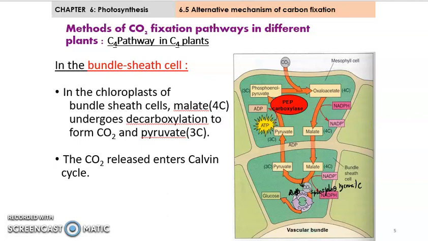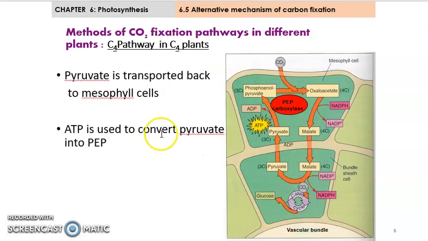Okay, and then what happened to the pyruvate? Okay, pyruvate will be transported back to the mesophyll cell. Okay, and then ATP is used to convert pyruvate into phosphoenol pyruvate. Because of what? Pyruvate, there is no phosphate group. So where does the source of the phosphate come from? It comes from the ATP. So that's why bila phosphate from the ATP is transferred to the pyruvate, okay, so it will form again phosphoenol pyruvate. Alright.